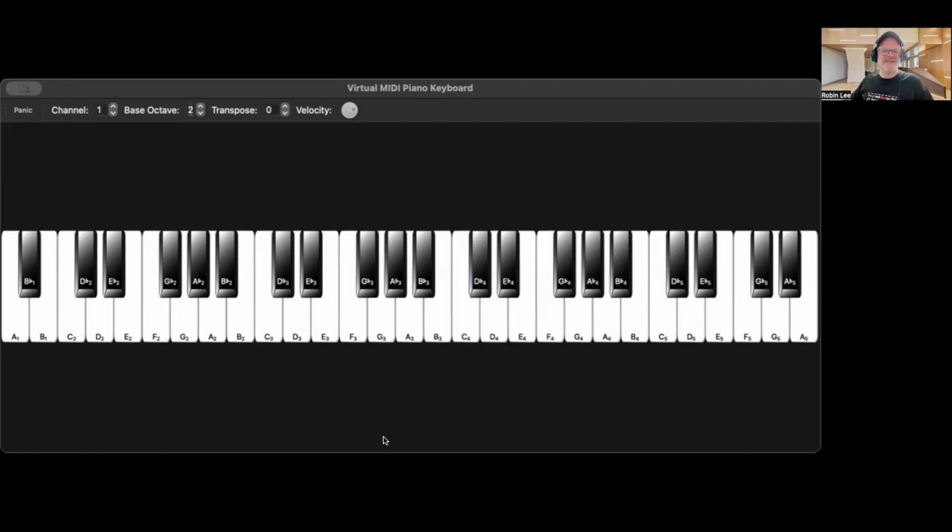So let's have a listen and see what they want to do. That's right, the G wants to move to the A. The F wants to resolve to the E. The D wants to resolve to the C. And the B wants to resolve to the A.